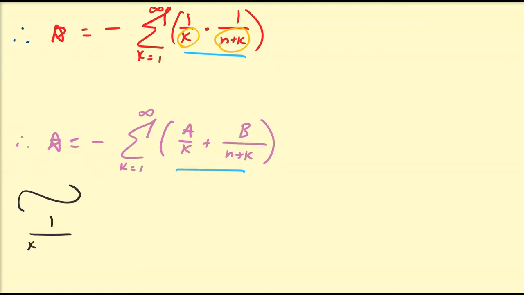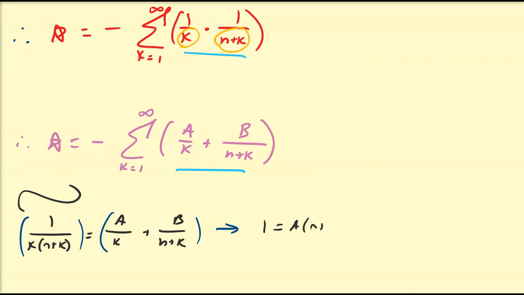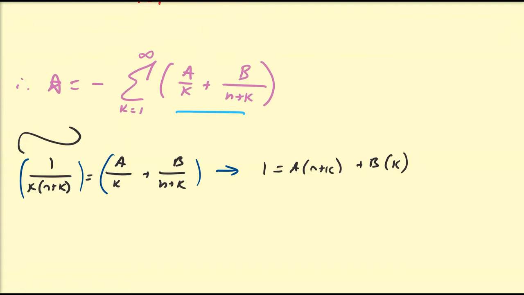So 1 over k times n plus k must be equal to a divided by k plus b divided by n plus k. So we can cross multiply both sides by the least common denominator, which is k times n plus k. So that's going to give us the expression 1 is equal to a times n plus k plus b times k. And now we can solve the system of equations, or we can just plug in values that eliminate the other constant. So we can, for example, let k be equal to 0. So when k is equal to 0, we have 1 is equal to a times n. So we get that a is equal to 1 divided by n. So that's what a is.